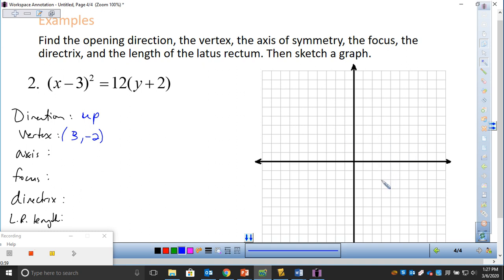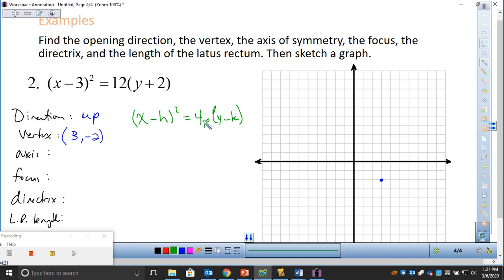Let's go ahead and plot that. There's 3, negative 2. We'll come back to our axis of symmetry here in a second, but we'll look at the focus. So if this opens up, here's the generic form of a parabola that opens up: x minus h quantity squared equals positive 4p times y minus k.